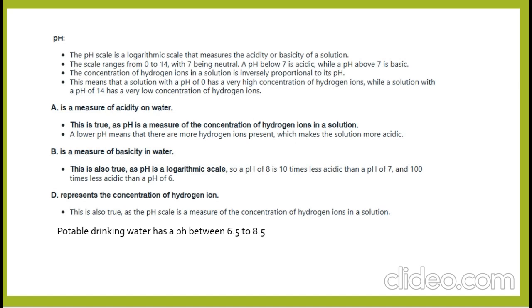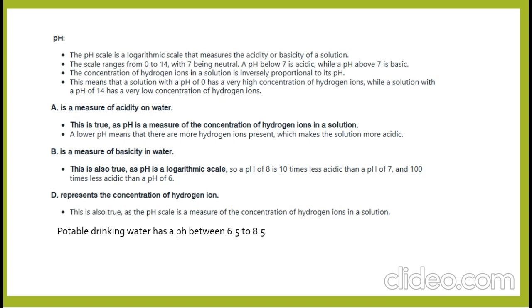So, from the options, A is a measure of acidity in water. This is true because pH is a measure of the concentration of hydrogen ions in a solution. Lower pH means that more hydrogen ions are present, which makes the solution more acidic. B option is it is a measure of basicity in water. This is also true as pH is a logarithmic scale. So pH of 8 means it is 10 times less acidic than pH of 7 and 100 times less acidic than a pH of 6.